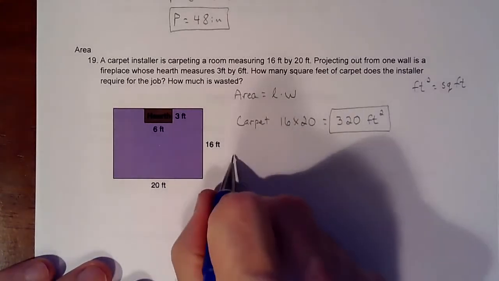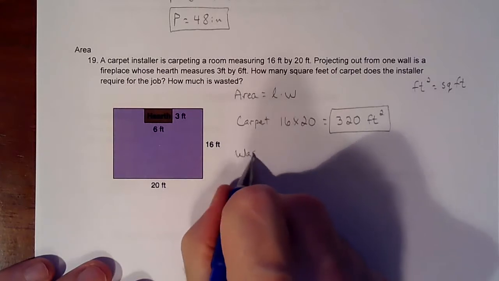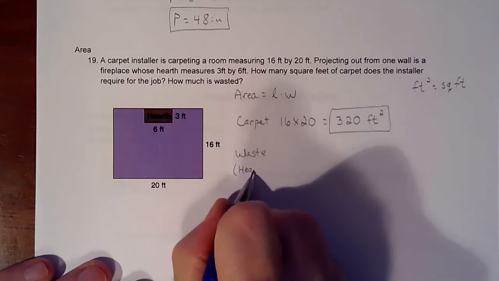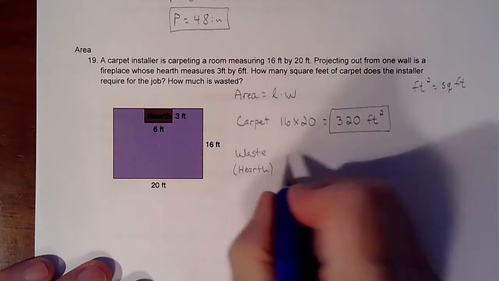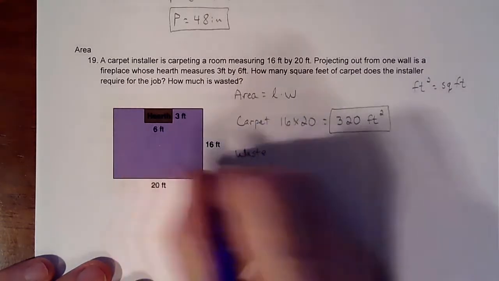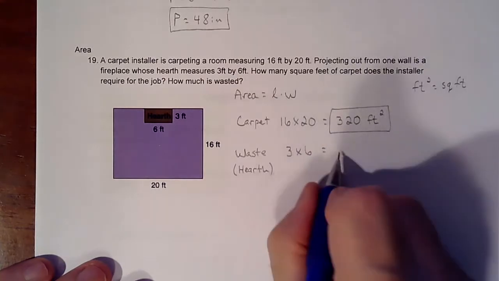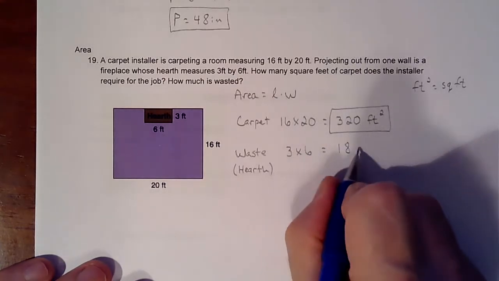And then our waste, which is the hearth, that is 3 feet by 6 feet. So we're looking at a waste of 18 square feet.